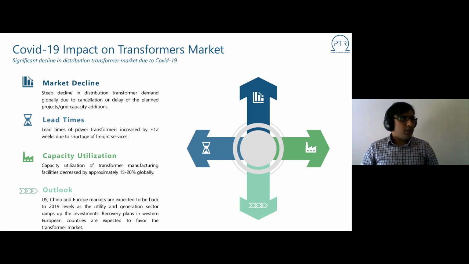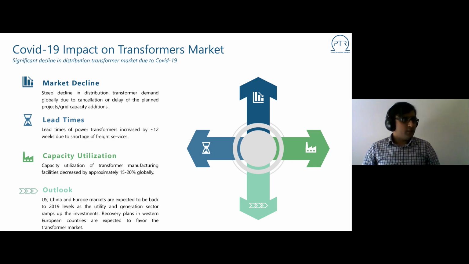Capacity utilization, this is where we looked at the capacity utilization of transformers manufacturing facilities around the world. Overall, some regions got impacted more than the others, but on average, a 15 to 20% decline in capacity utilization was observed throughout 2020.